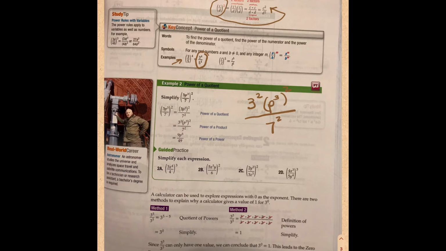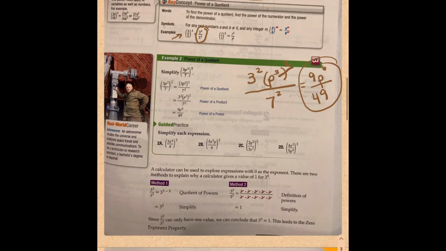Depending on when or how you want to do your numbers, 3 squared is 9. P to the 3rd squared, we have to do 3 times 2 to get p to the 6th, because remember we're doing p to the 3rd twice. So we end up with 6 of them. And then on the bottom, 7 squared is 49. Careful not to do 7 times 2. 7 times 7 is 49, and so that's a much bigger number.